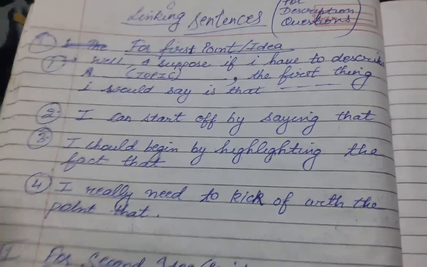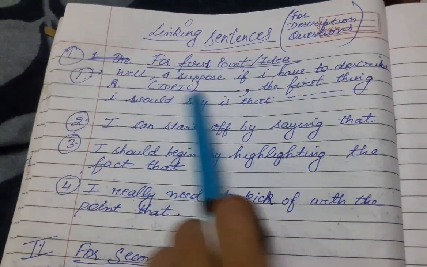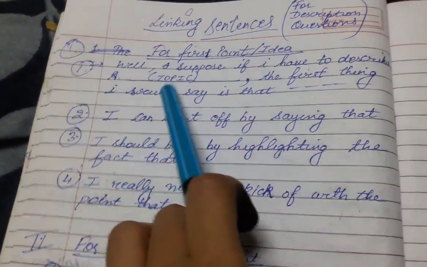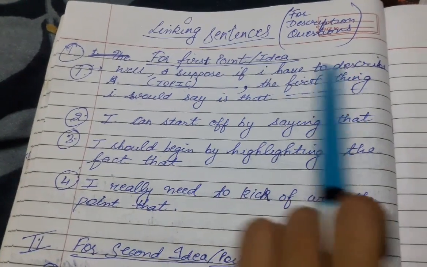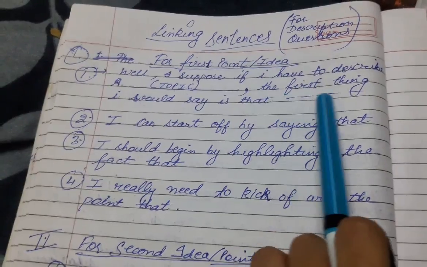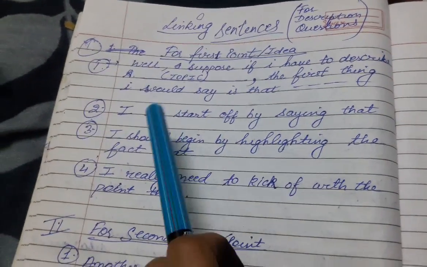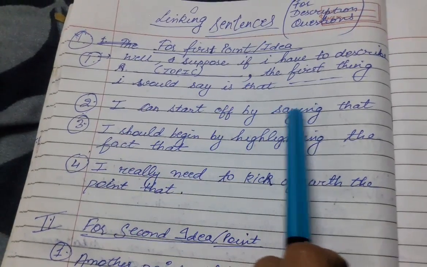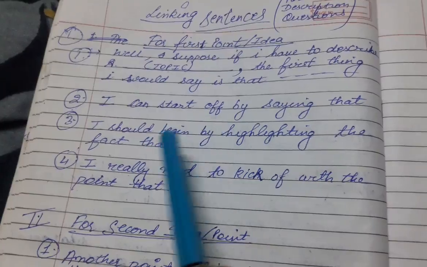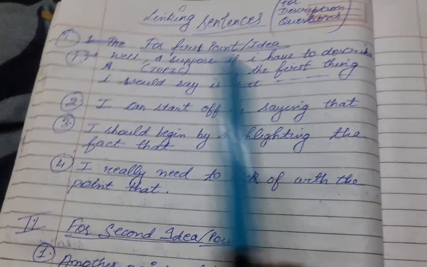Well, I suppose if I have to describe something, for example, say the topic is home, you can say, well, I suppose if I have to describe my home, the first thing I would say is that, then there comes your first idea. Or you can say, I can start off by saying that, then comes your first idea. Or you can say, I should begin by highlighting the fact that, then comes your first idea.